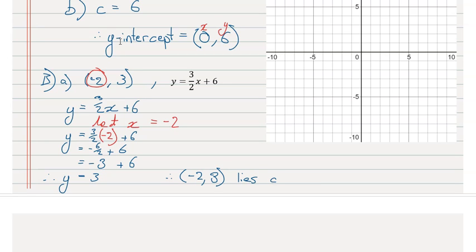Therefore, the point (-2, 3) lies on y equals 3 over 2x plus 6. So this point does indeed lie on this particular line.